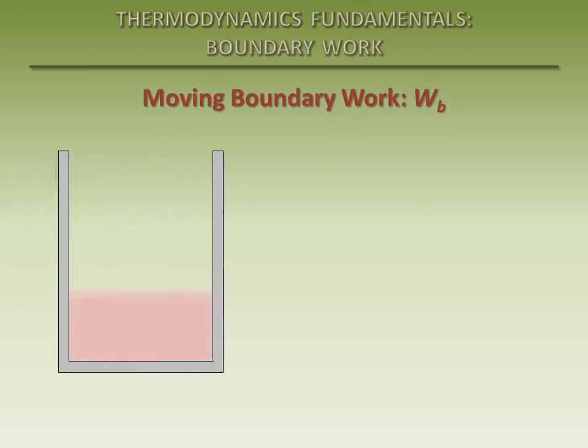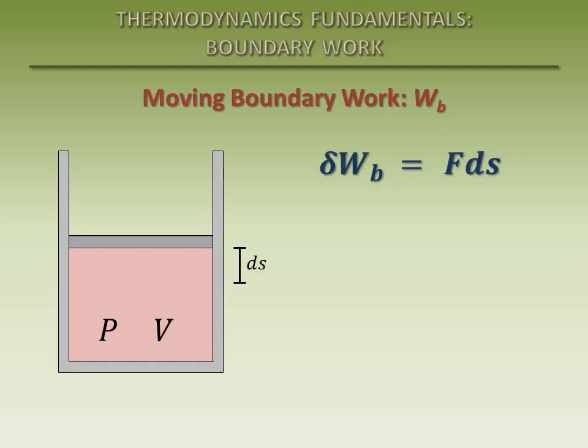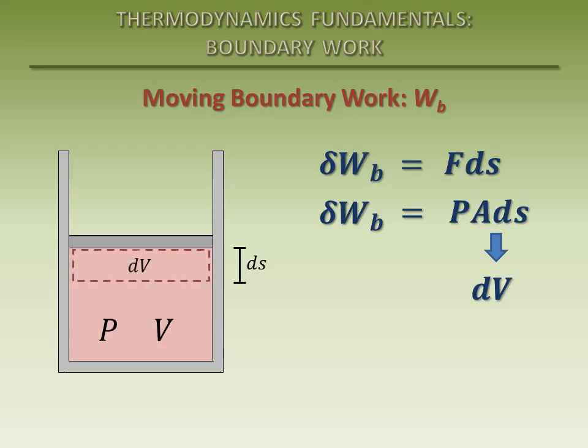Consider the gas enclosed in the piston-cylinder device. The gas has an initial pressure P and a total volume V. The gas expands and the piston is allowed to move a differential distance ds. The differential boundary work done during this process is equal to the force on the piston times the distance the piston is moved. The force acting against the piston is equal to the pressure of the gas times the cross-sectional area of the piston. The product of this area and the distance the piston moves is equal to the differential change in the total volume of the gas.